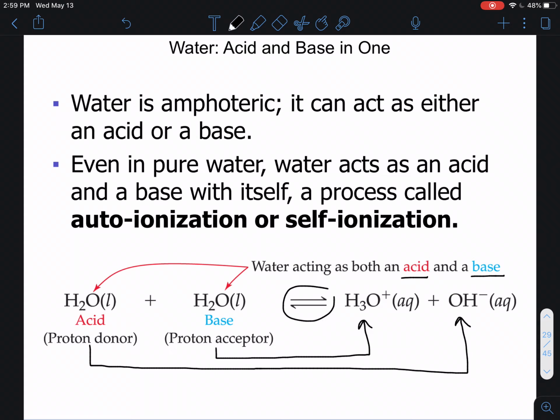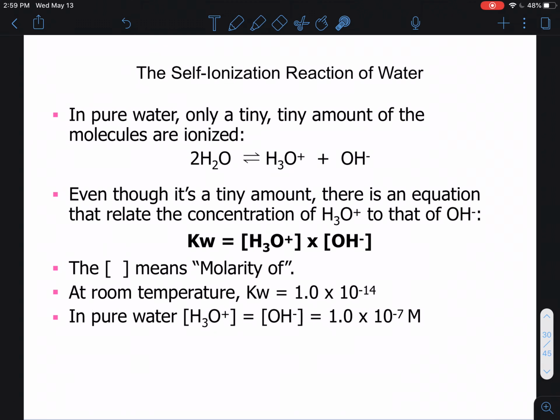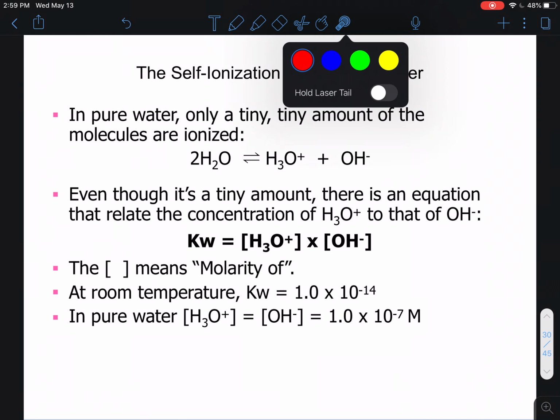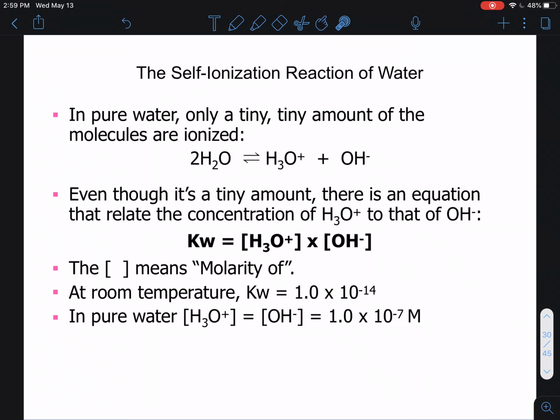This double-headed arrow again means that this reaction can go back and forth. It's reversible. And this is what is constantly happening in pure water, right? A proton is constantly getting transferred back and forth. This is the autoionization or self-ionization of water. This is essentially the reaction right here. Two water molecules interact in such a way where one forms a hydronium ion, and then because the hydronium ion is formed, there's also a corresponding hydroxide ion.